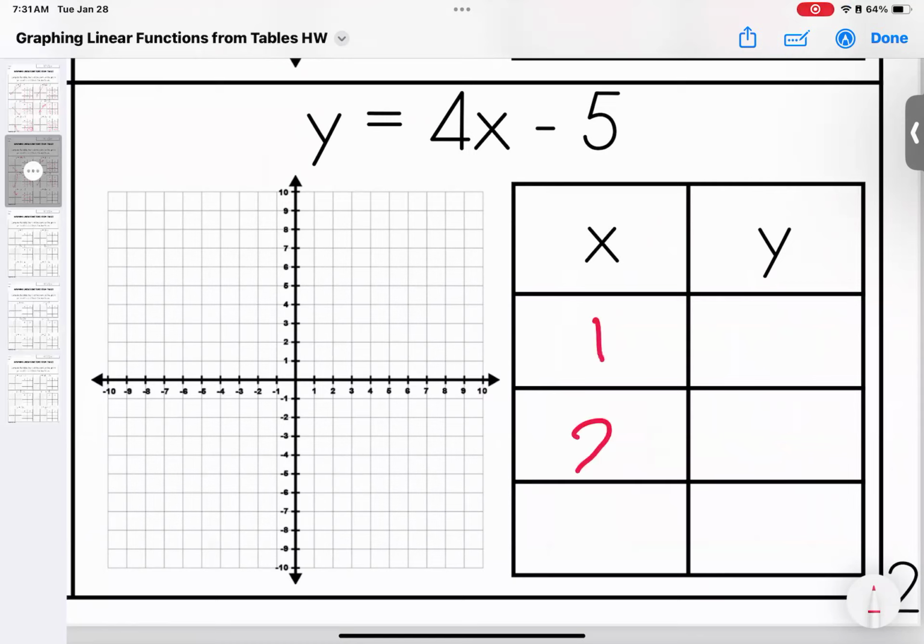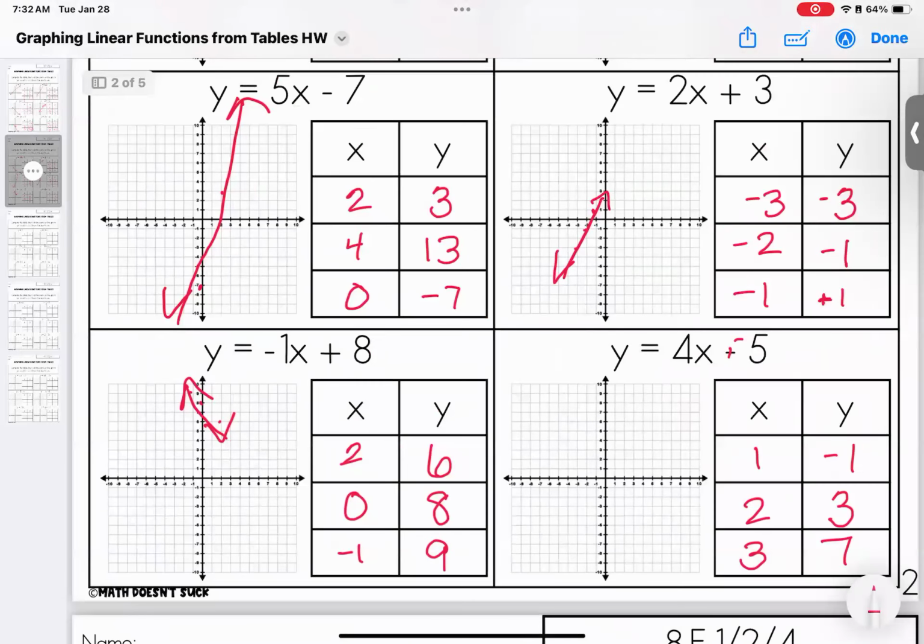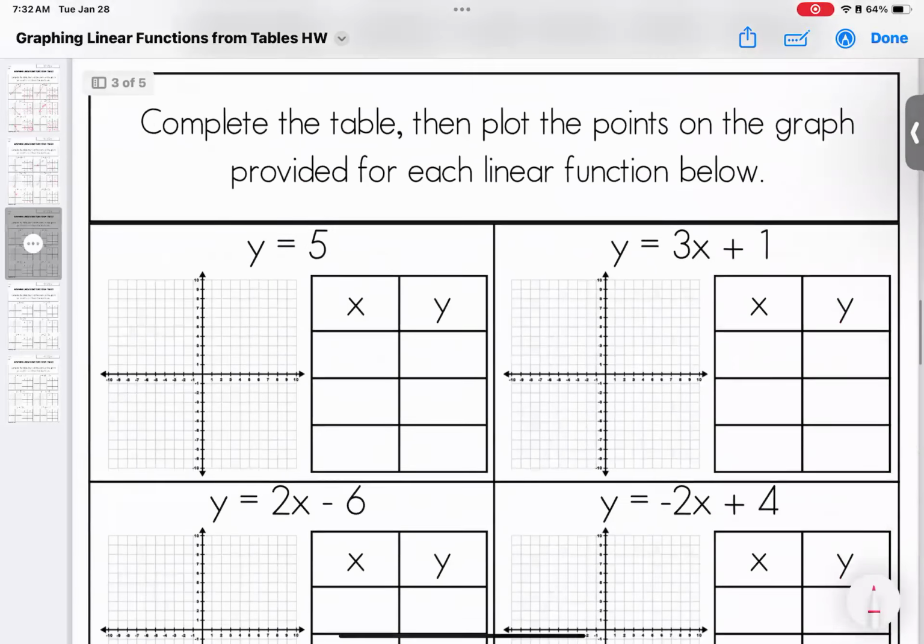So 1, 2, 3. 4 times 1 is 4, plus -5 is -1. 2 times 4 is 8, plus -5 is 3. 3 times 4 is 12, plus -5 is 7. That's the end of page 2. If you have questions, bring them to class.